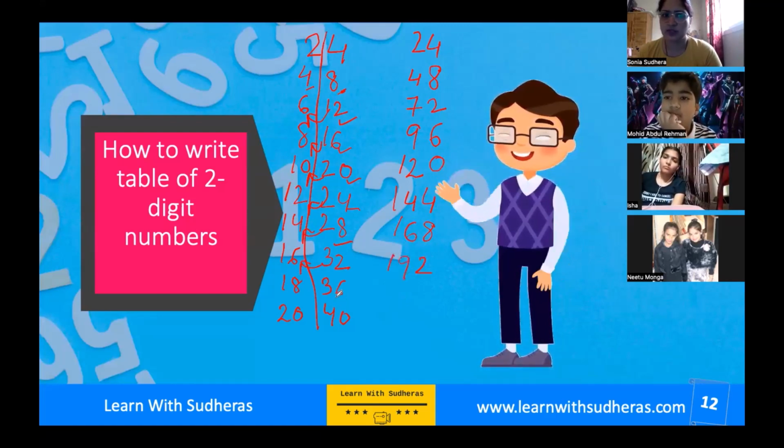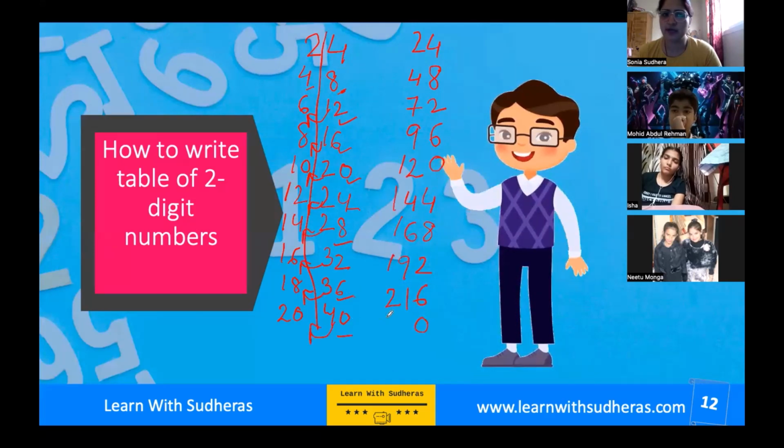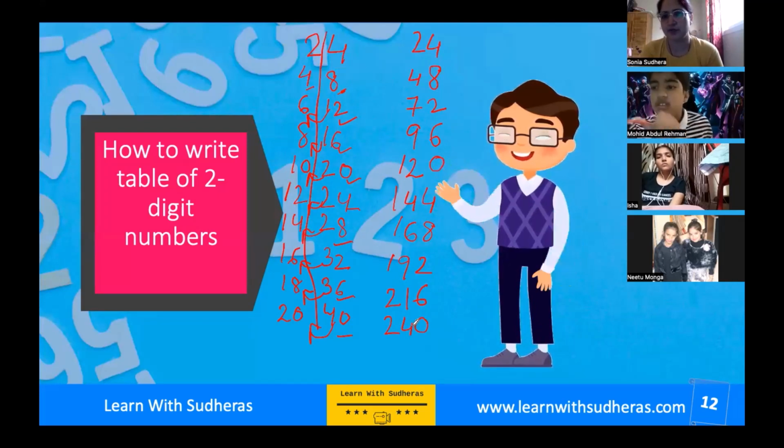192. Then 6 as it is, 3 carry over, it will be 21. Then 0 as it is, 4 carry over, it will be 240. Easy? This is the table of 24.